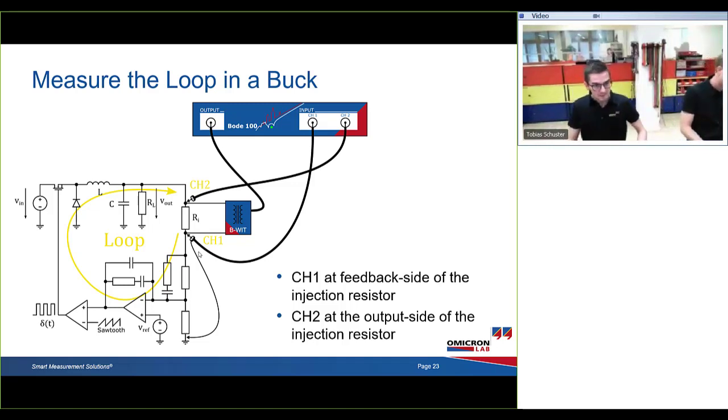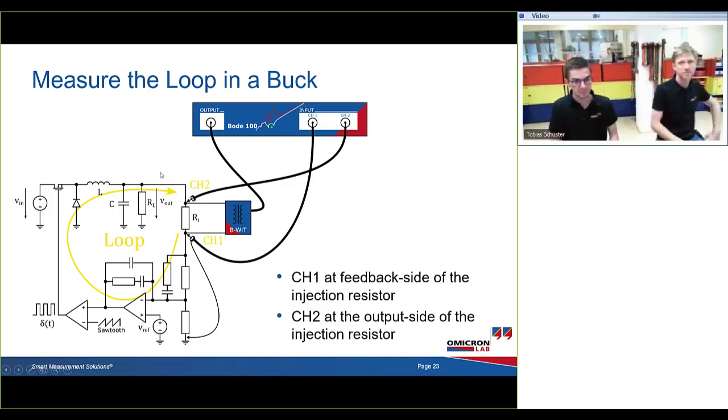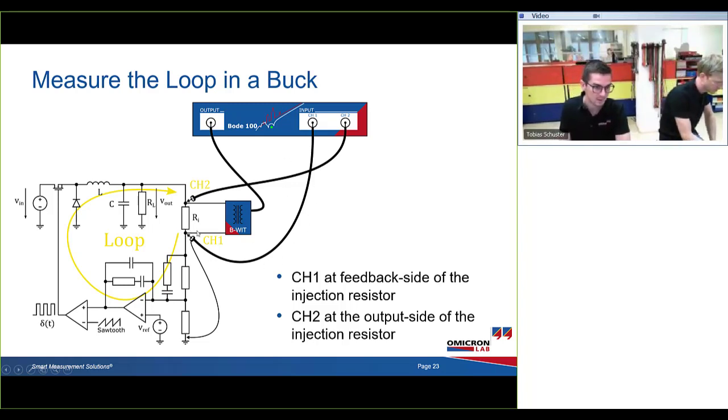Here we can see that the Bode 100 is connected to the B-bit 100, which is the injection transformer. This one is connected to the injection resistor. Then channel 1 is connected on the feedback side, so they are the feedback resistors. And then we measure from channel 1 across the error amplifier, compensator, through the gain, through the complete system to channel 2, which is connected to the output side of our regulator.